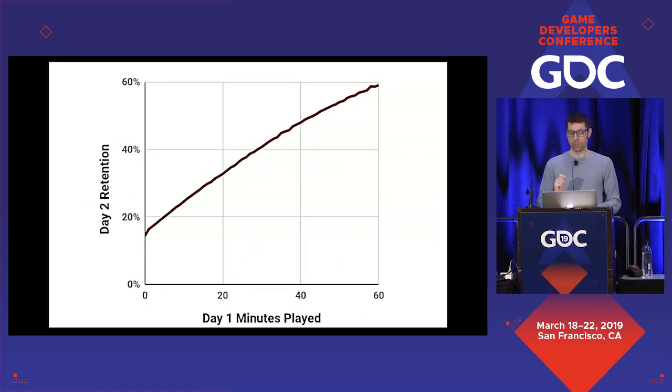Now let me share with you an interesting graph we found recently. This is data from Google Play, averaged across many games. And what this shows is the relationship between how long players play your game on their first day versus how likely they are to come back the next day. This is incredible data. The trend here is extremely clear. The longer you can get your players to play your game on their first day, the more likely you are to have a returning player.